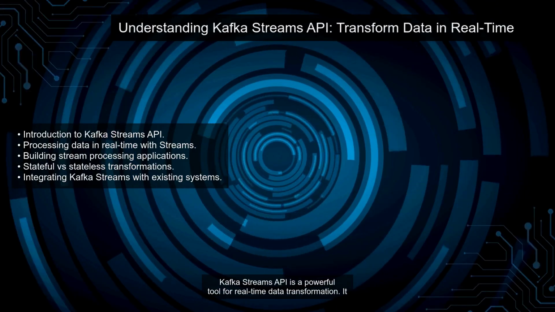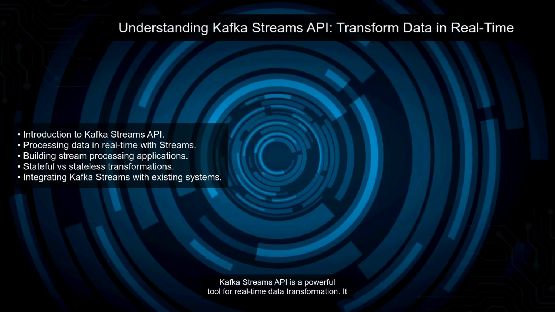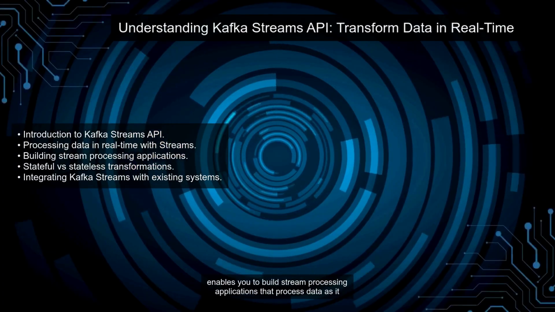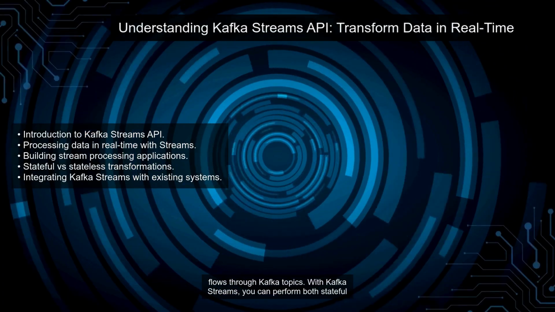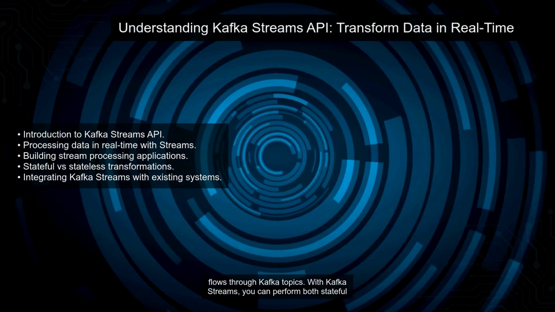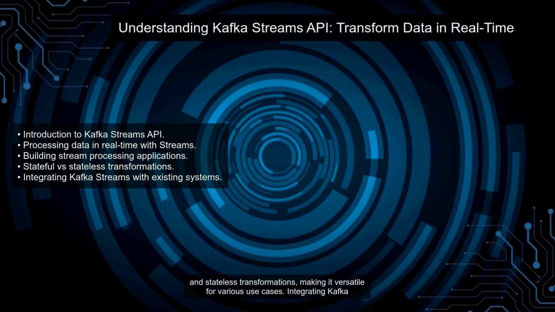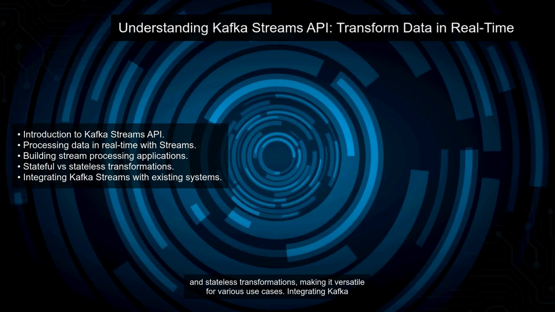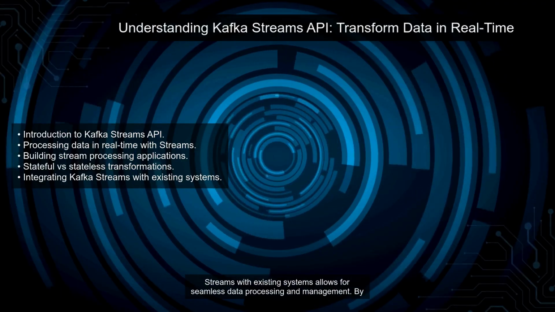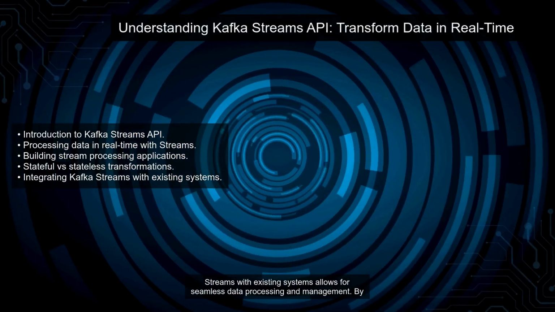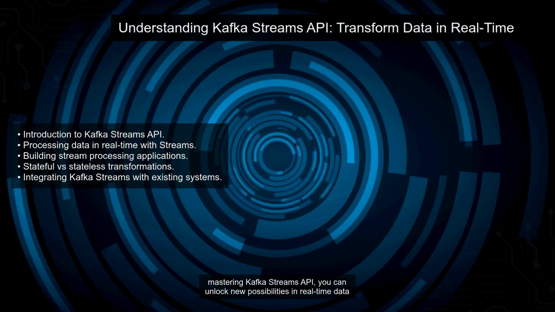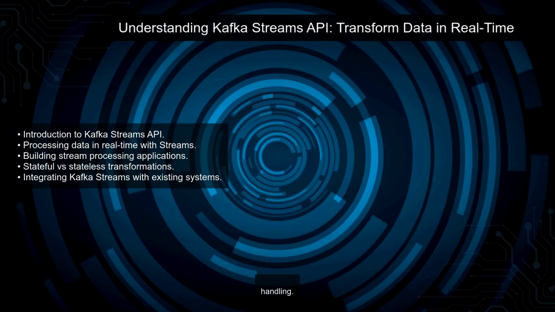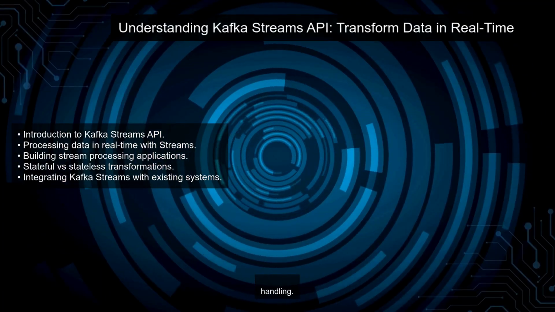Kafka Streams API is a powerful tool for real-time data transformation. It enables you to build stream processing applications that process data as it flows through Kafka topics. With Kafka Streams, you can perform both stateful and stateless transformations, making it versatile for various use cases. Integrating Kafka Streams with existing systems allows for seamless data processing and management. By mastering Kafka Streams API, you can unlock new possibilities in real-time data handling.